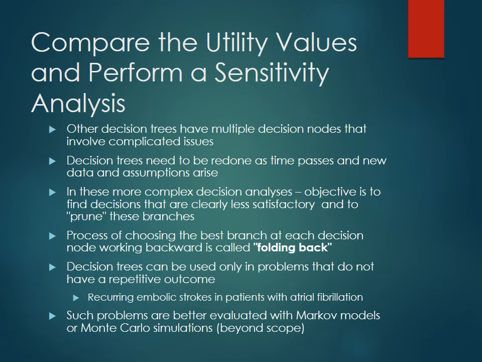And then these trees are really only used in problems that do not have a repetitive outcome. So for instance, recurring embolic strokes in patients with atrial fibrillation might be a good one to use there. Such problems can be better evaluated with Markov models or Monte Carlo simulations. Have you guys ever heard of those? Basically, you take large sets of data and run them through a computer to simulate even larger patient sets to come up with probabilities. It's beyond the scope of this class, but if you ever see reference to those, that's what they're doing. They're simulated studies in a way to come up with probabilities.